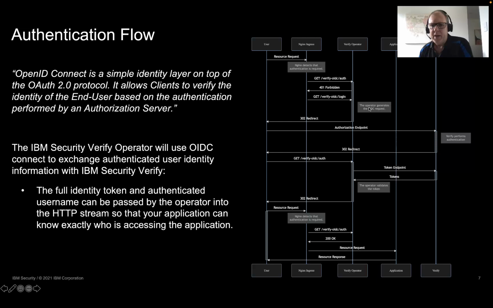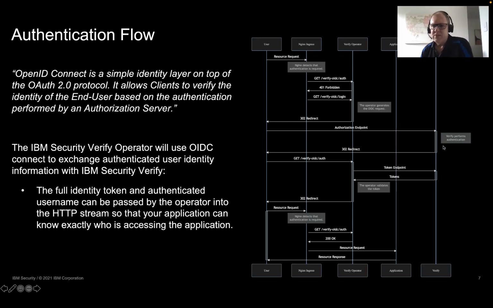So the Verify operator will then generate the OIDC request and send a redirect back to the authorization endpoint of IBM Security Verify. At this point, IBM Security Verify is going to authenticate the user. How it does that is up to how you configure Verify itself. It could be multi-factor authentication using a mobile device. It could be a cloud-based user registry. It could be an on-premise user registry. It's really up to you in how you configure Verify to control what happens during this authentication process.